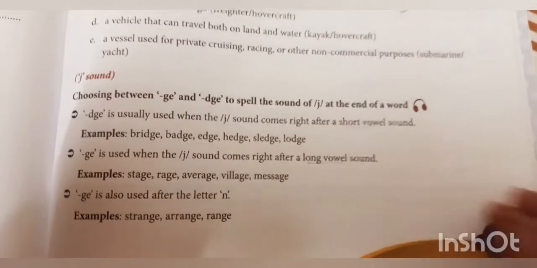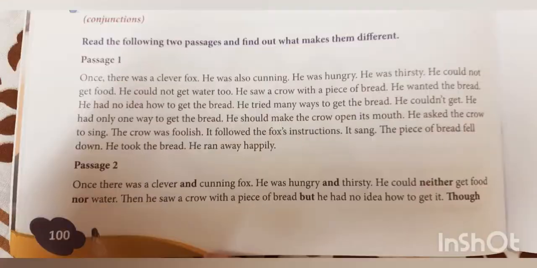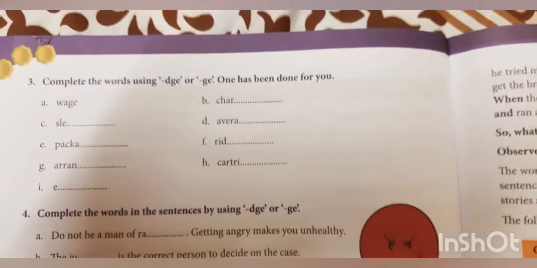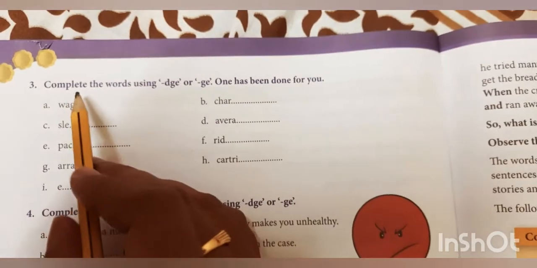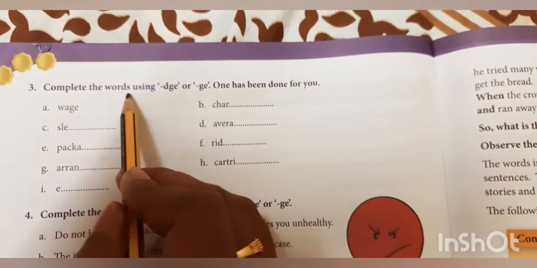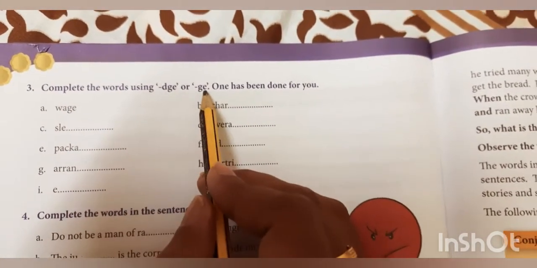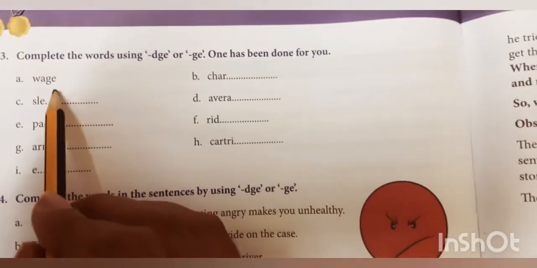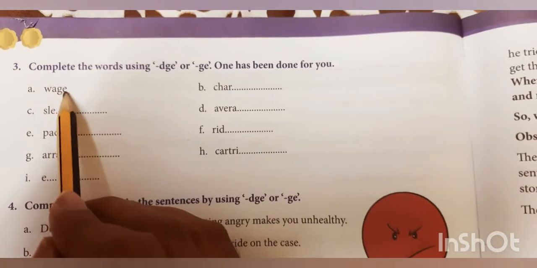Okay, so now turn to page number 100. Have you all taken page number 100? Yes. So here your homework is to complete the words using J or G, DGE or GE. What has been done for you? What is the first one? Wage. So here you can add GE.